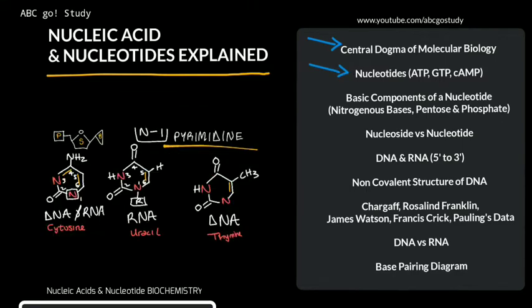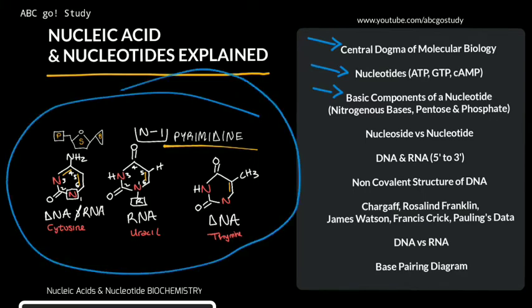The next thing is that we will talk about the basic components of a nucleotide, like the nitrogenous bases, which we can also call nucleobases. We will talk about pentose, that's the 5-carbon pentose sugar. We'll talk about the phosphate group. The pyrimidine you can see here is an example of the nitrogenous bases, so we'll talk about that in detail.